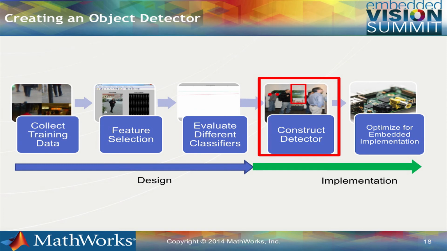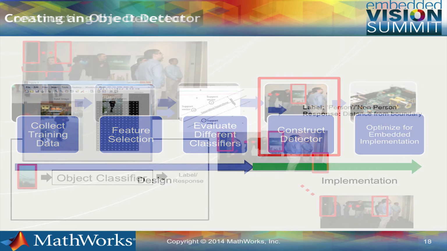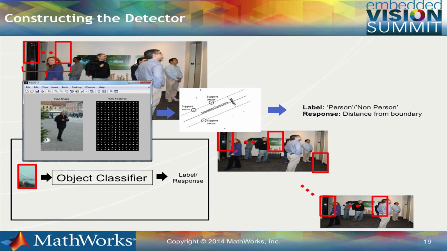Now, the next step is to actually construct the detector. So let's take a second and figure out where we're at in the workflow. So we have a method that takes a block of an image, it converts it to some sort of feature type that you've selected. You now have a classifier that can take in that feature type and give you a label, whether it's a person or a non-person.